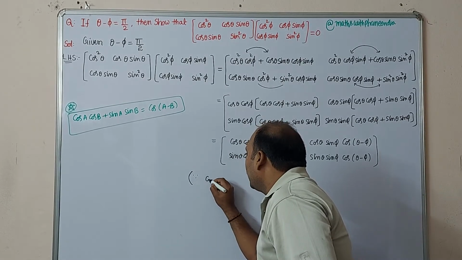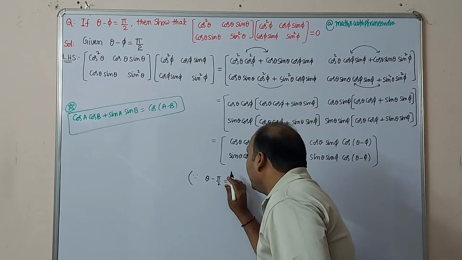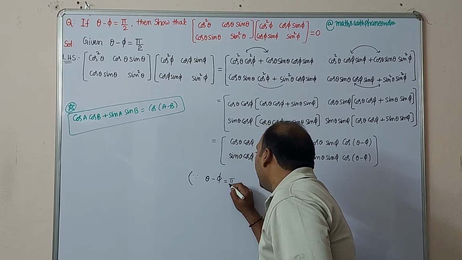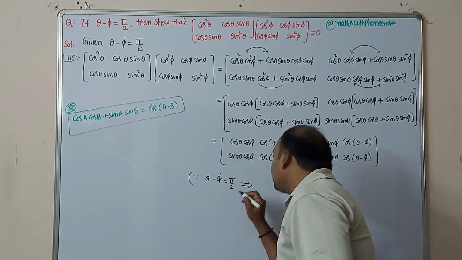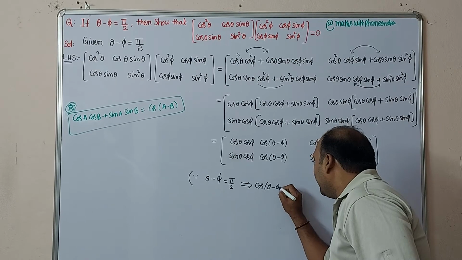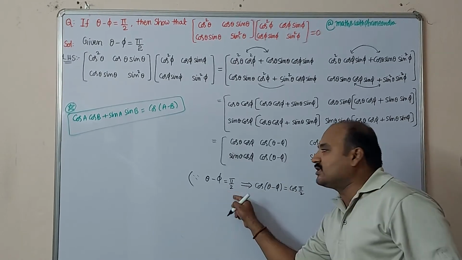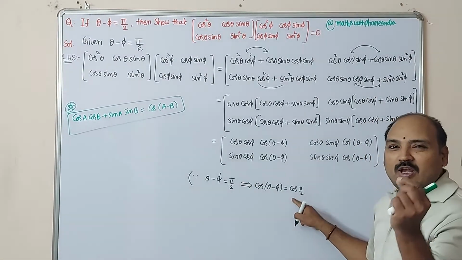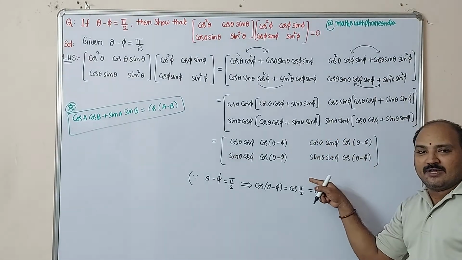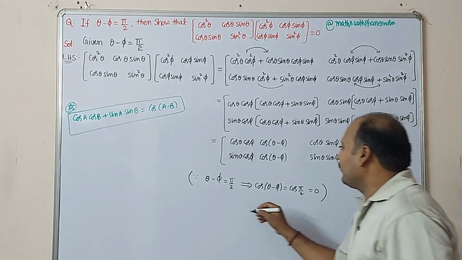So wherever theta minus phi by 2 value is there, since theta minus phi equal to pi by 2, that implies cos of theta minus phi is equal to cos pi by 2. That means we are taking cos on both sides. Cos pi by 2 value what? 0. Cos 90 is 0. So wherever in this matrix cos of theta minus phi is there, you replace with 0.